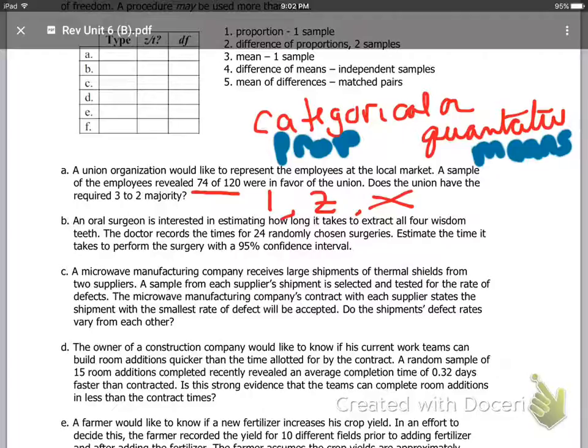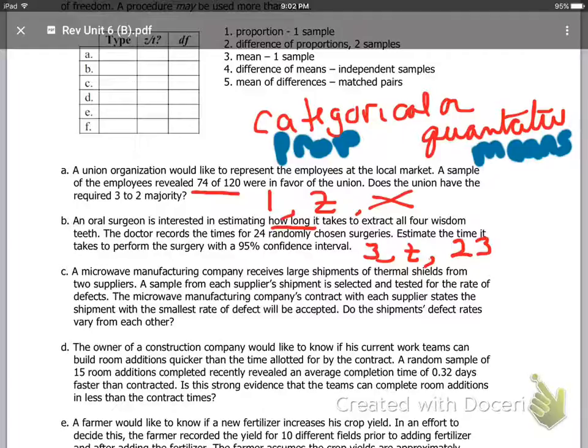Let's go to B. An oral surgeon is interested in estimating how long it takes to extract all 4 teeth. There are 24 random surgeries. They want to know how long it takes, in minutes or hours, and this is quantitative. How many? Just 1. Quantitative is a T. And I do have degrees of freedom for T, n minus 1, so it's going to be 23.